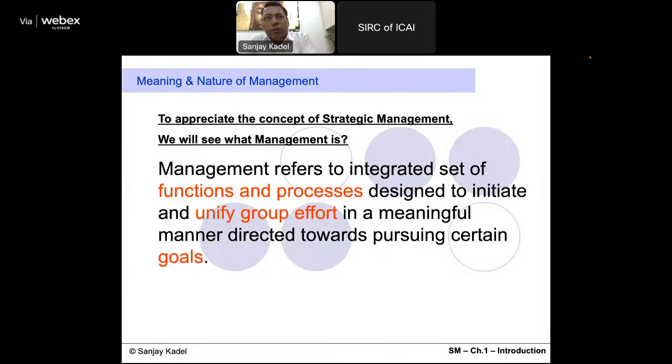Now, you may ask a question: what are the goals of the organization? See, the basic objectives of any organization are five. It will be survival, stability, growth, efficiency, and last but not the least, profitability.